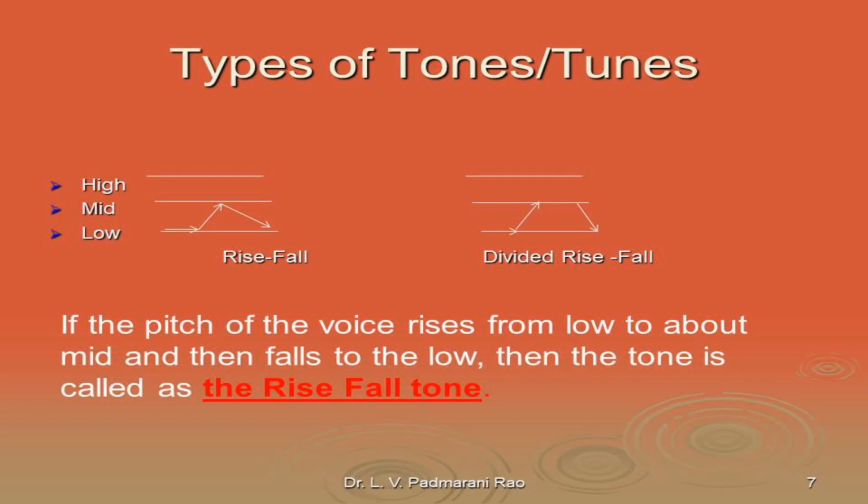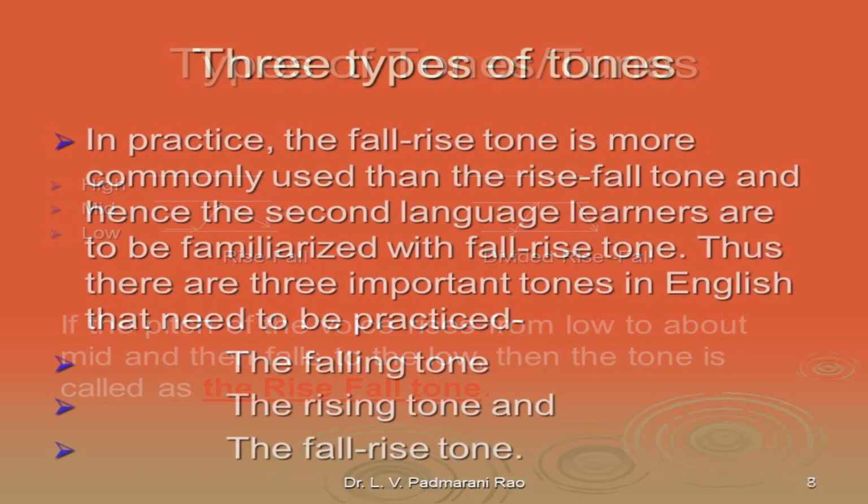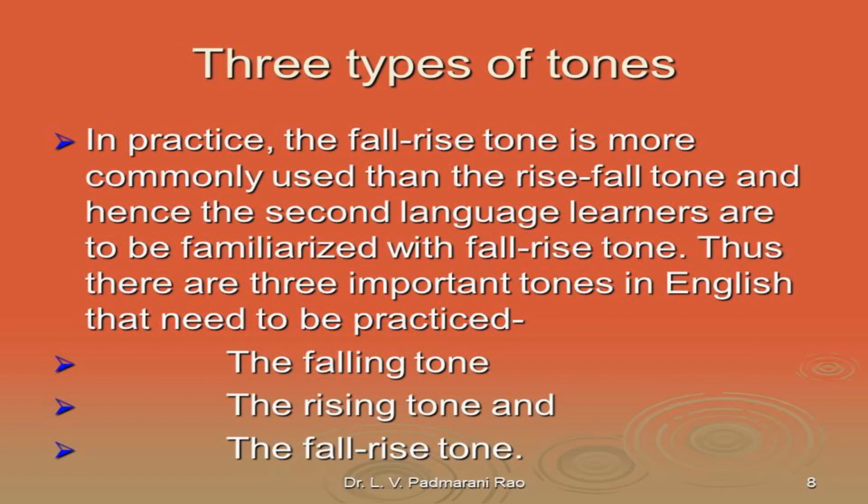The high fall, low fall. The high rise, the low rise. The falling rising and the rising falling. In this way, a native speaker, while speaking English, can make out 6 different types of tones or tunes. But in practice, the fall-rise tone is more commonly used than the rise-fall tone, and hence second language learners are supposed to be familiar with the fall-rise tone.